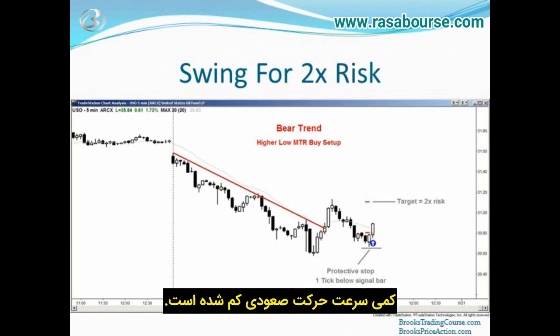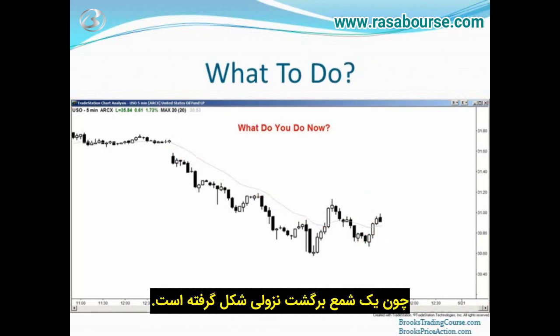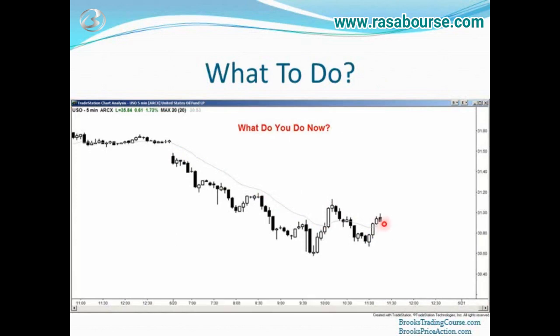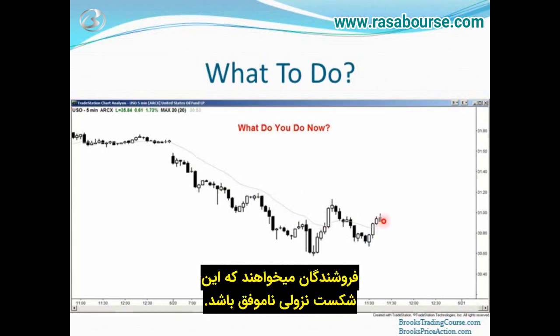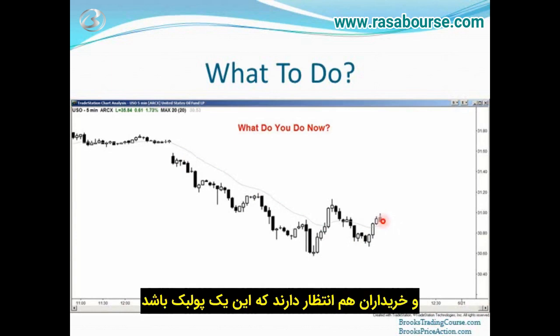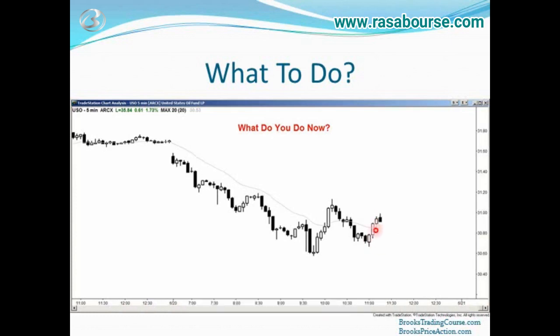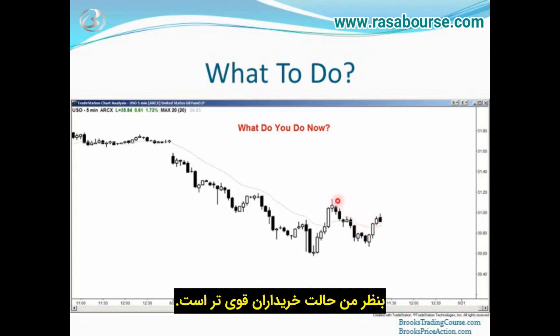So far so good. We're losing steam a little bit. We have a bear reversal bar. The bears want this to be a failed bull breakout. The bulls want it to be simply setting up a pullback from this strong breakout of this bear channel. We don't know yet which. To me, I think the bull case is stronger.